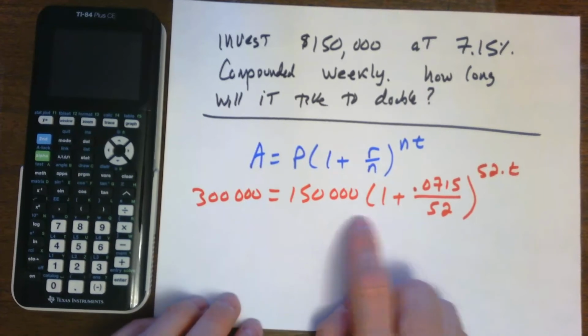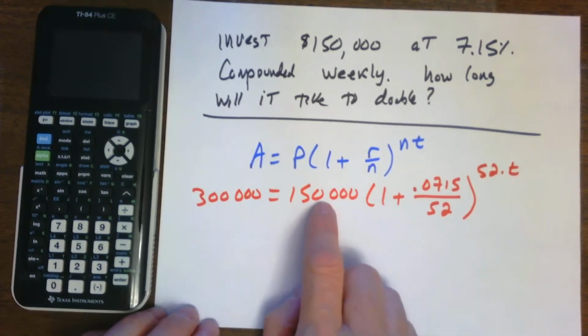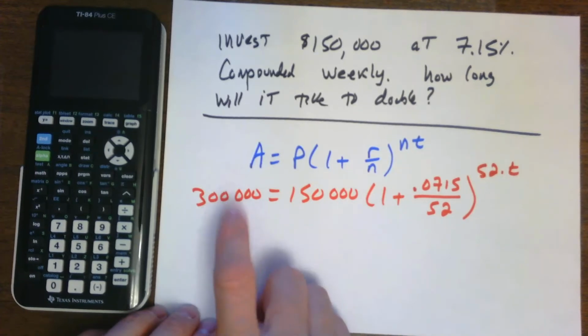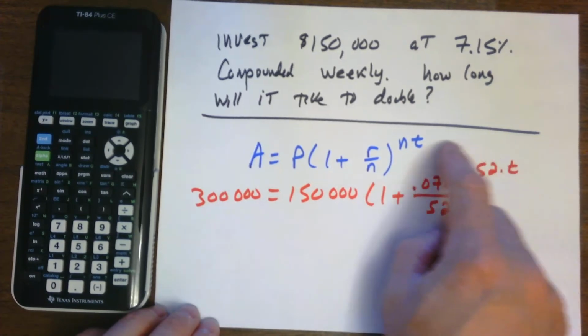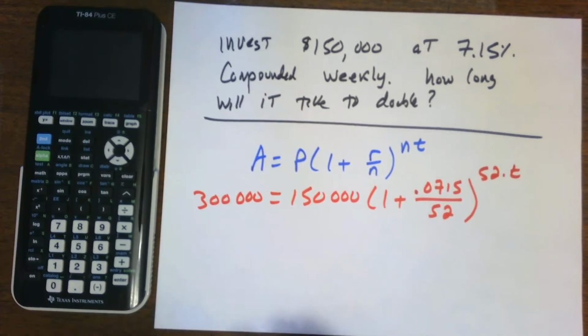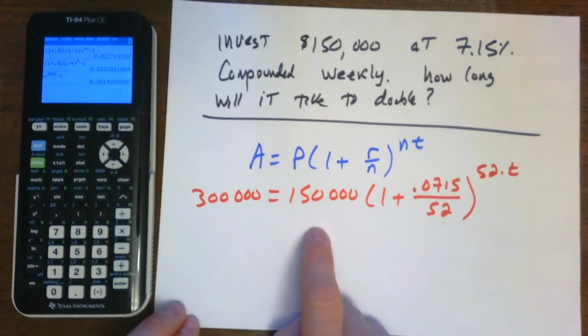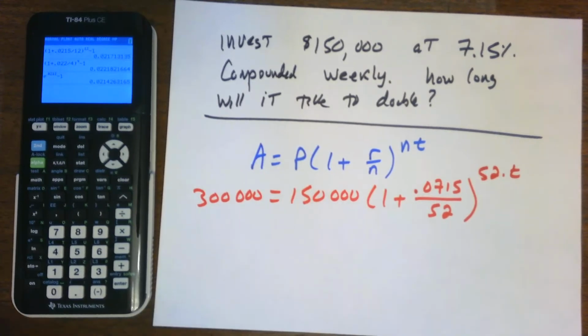All right, I'm going to go ahead and solve this here. Now, we would divide by 150,000 and we would get 2, and then take the natural log, bring the t out and divide. We can do that all algebraically. It's exactly like the one we just did, except the numbers are different. However, this one, I want to do a little bit differently. In this one, I'm going to solve it graphically.